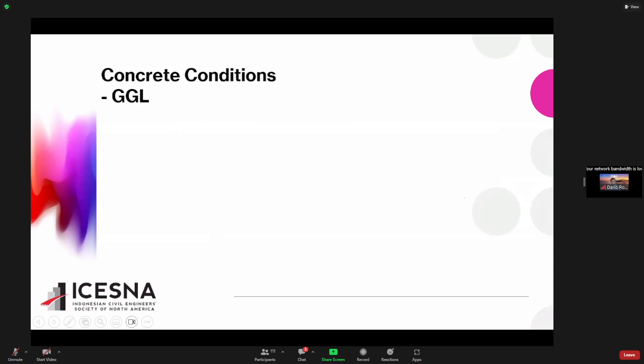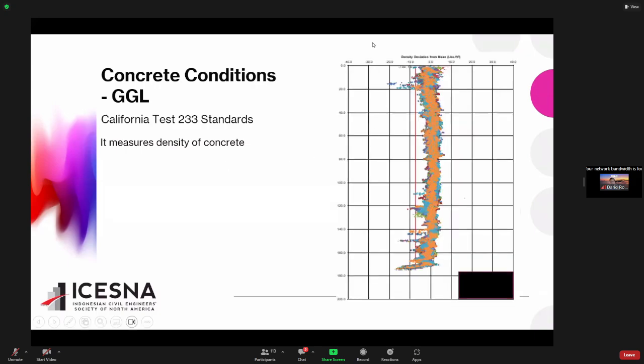So let me give you, in California, you use test method 233. They basically measure the density of the concrete pile. This is an example result of the gamma-gamma test. This is the plot of the density deviation from the mean. If your concrete is good according to the spec, then the deviation will be 0. But if the density is less than that, then you have a deviation.